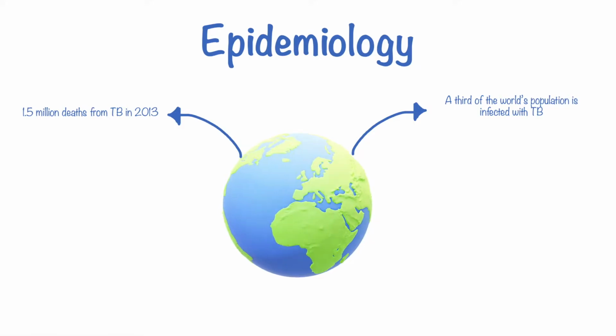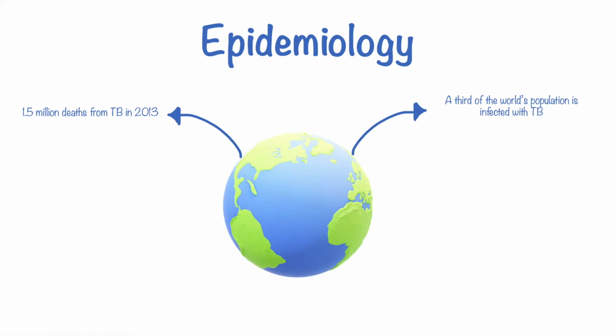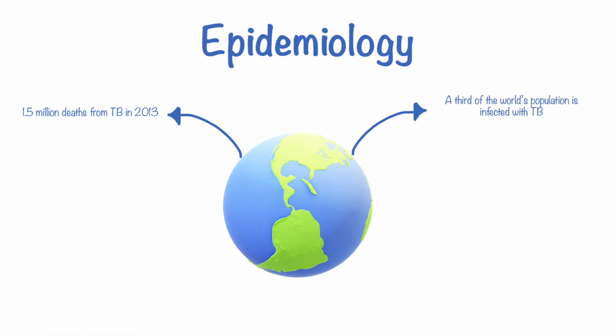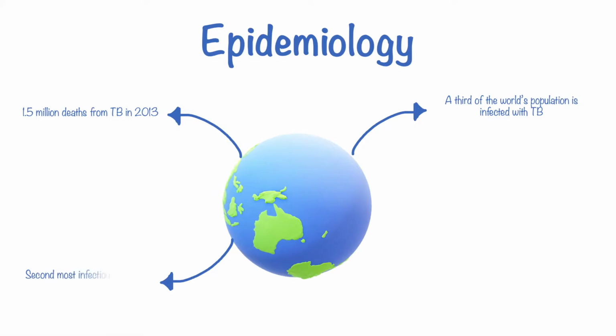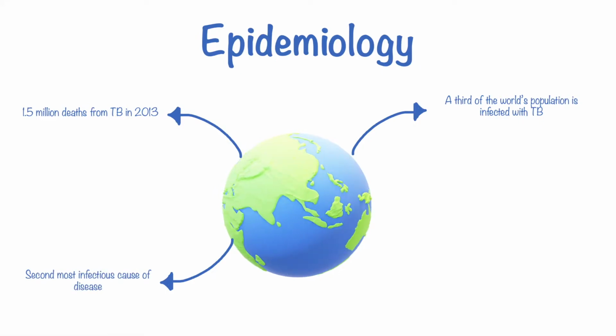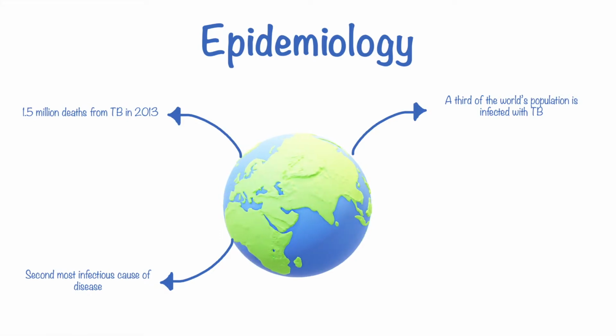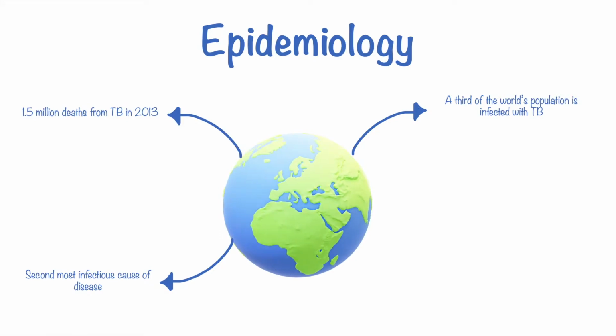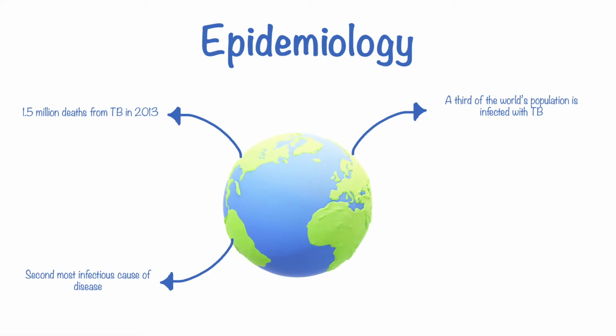Significant strides have been made in the prevention and treatment of TB between 1990 and 2013. Mortality from TB has dropped by 45%. In the UK, TB has an incidence rate of around 1 in 10,000. This is significantly higher in London, where incidence is 3.5 in 10,000.